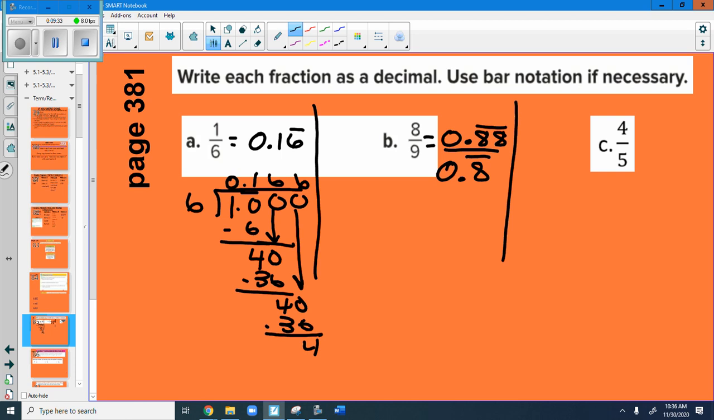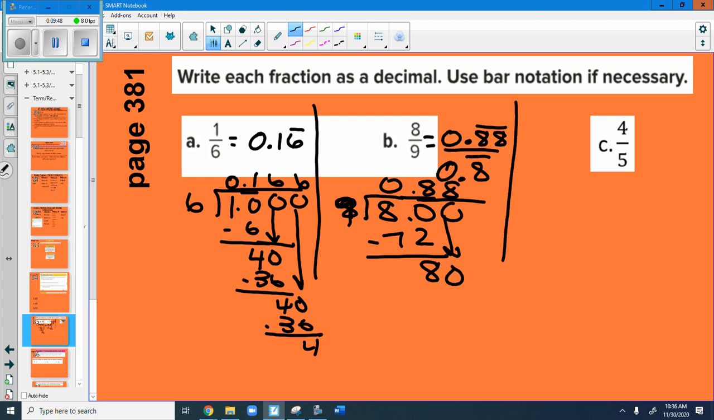Yes. Remember, top divided by bottom, 8 divided by, not 8, 9. 8 divided by 9 can't go in. Add a decimal and a 0. It goes in there 8 times, which equals 72. And we continue to get 80, and it goes in there 8 times. Good. It's good to check and make sure that you know for a fact that it's repeating, okay? And last one, fairly quick.